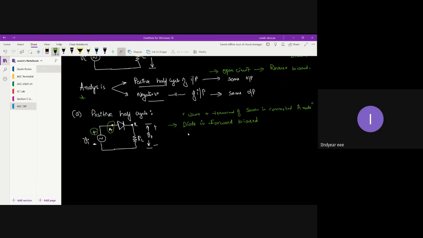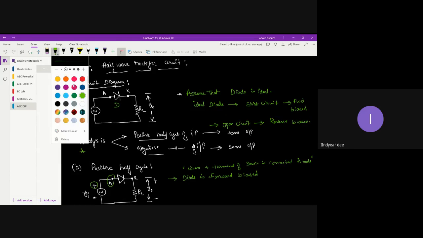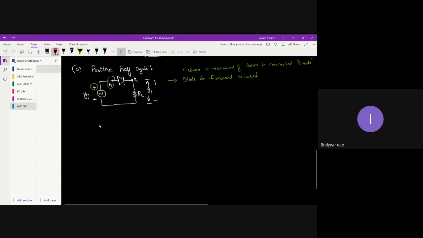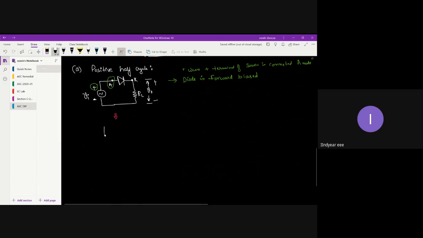So when the diode is forward biased, what are you supposed to do? I have already mentioned in the beginning that when the diode is forward biased, we replace the diode with what? Short circuit equivalent. So if the diode is forward biased, replace the diode with a short circuit equivalent. So let us do that. This is my anode and this is my cathode, right? The diode I'm going to replace with a short circuit. Short circuit means a simple wire you are supposed to draw.